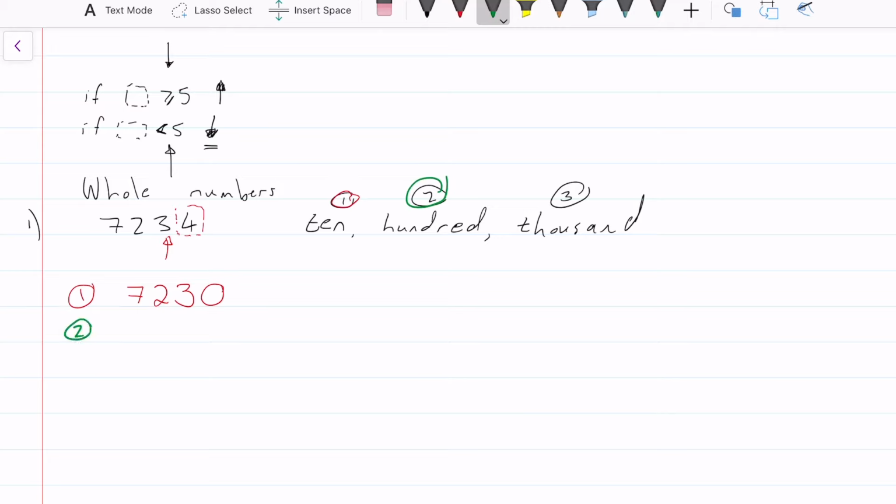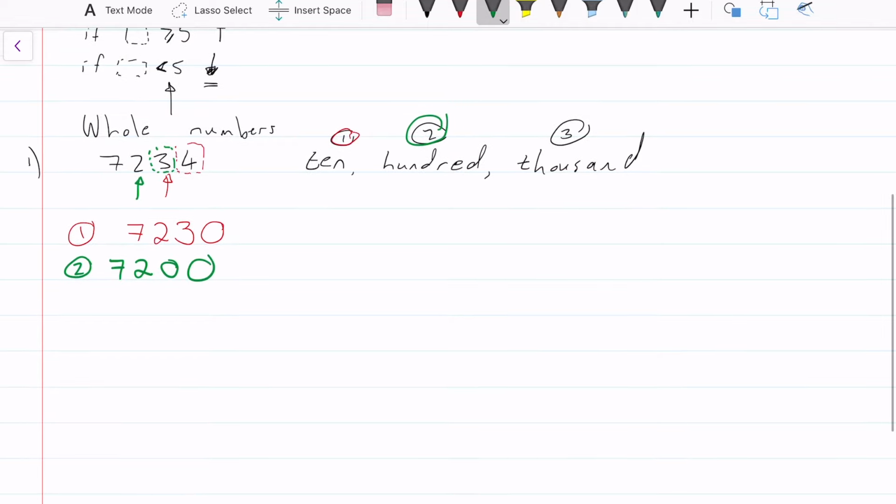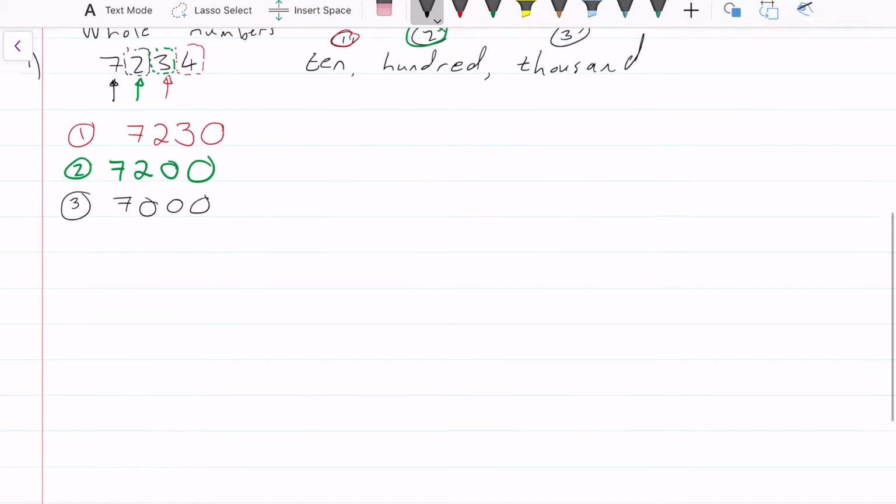For the second one, we are looking for the nearest 100, so we're looking there. The number before that is less than 5, and so we round down again. Everything after becomes 0. And finally, looking at the third one, we're looking at the 7, and the number before that is a 2. 2 is less than 5, and so we round down once again.